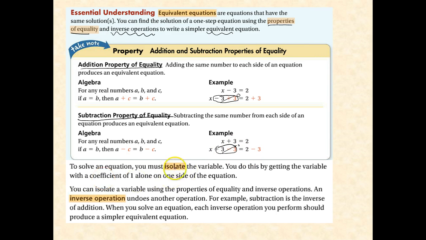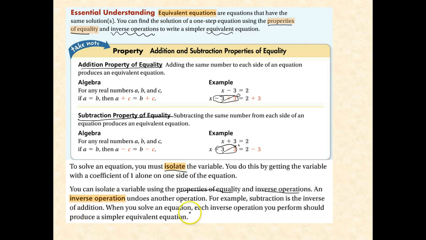To solve an equation, you must isolate the variable. That means get it by itself with a coefficient of 1. You can isolate the variable using properties of equality and inverse operations. An inverse operation undoes another operation. For example, subtraction is the inverse of addition. Basically, it's like the opposite.